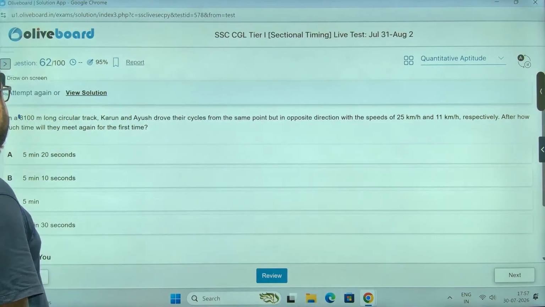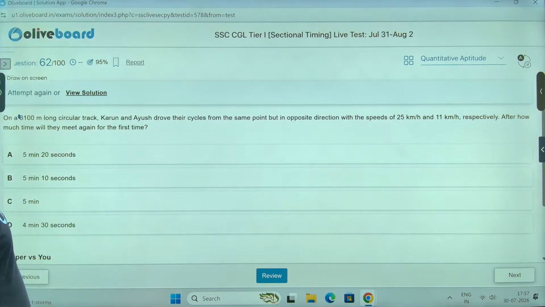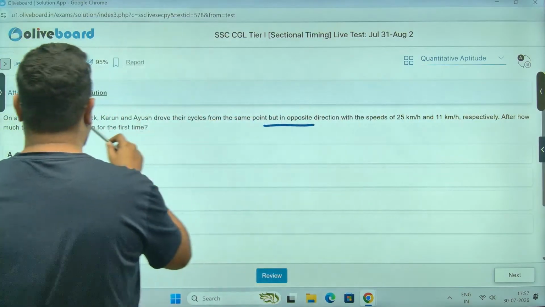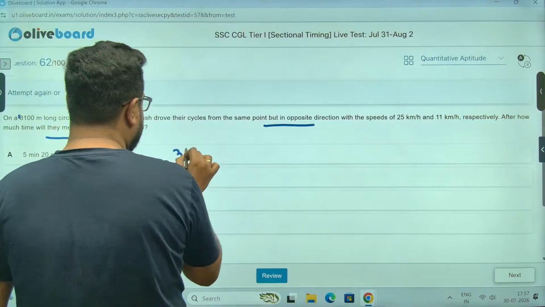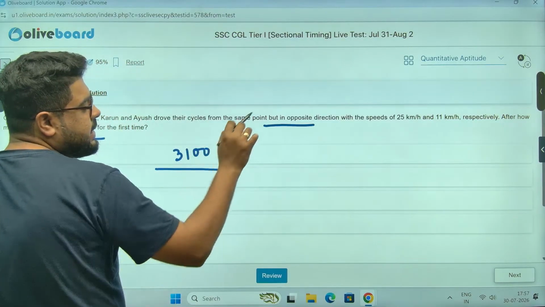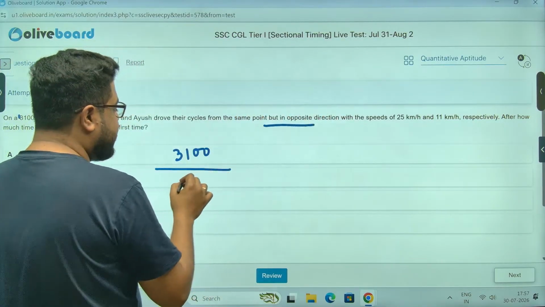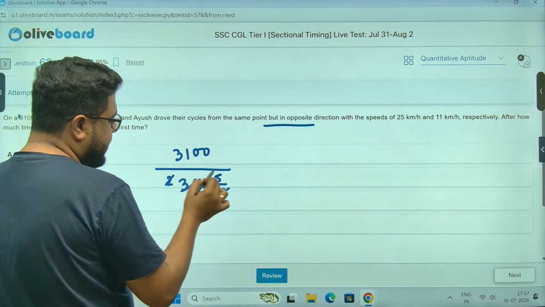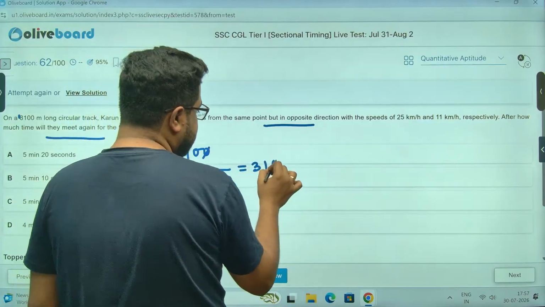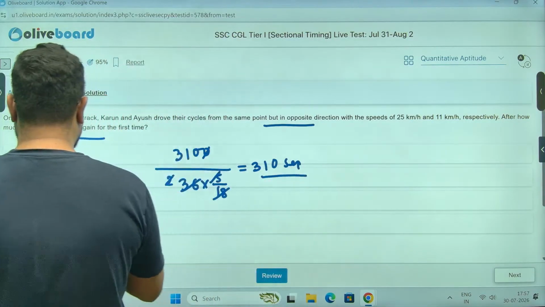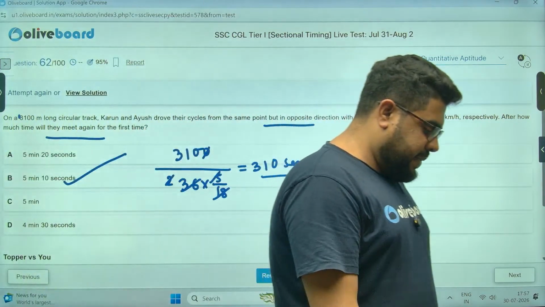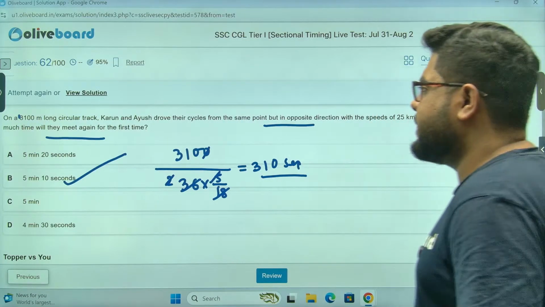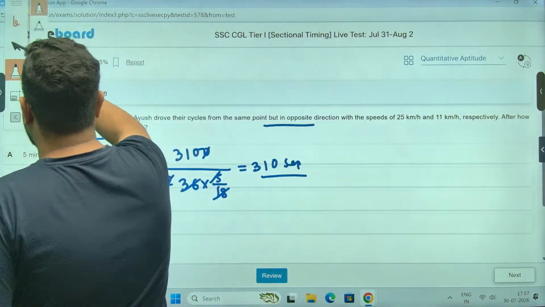It's my job only. On a 3,100-meter long circular track, cycles move in opposite direction at this speed. After how much time will they meet? Sir, 3,100 meters by, opposite direction means relative speed is 25 plus 11 is 36 into 5 by 18. I'm doing 5 2s are 10, 0, 310 seconds. Meaning 5 minutes, 10 seconds. Option B is the answer. Option B once again is your correct answer. Simple as that. Very, very simple. Next one, sir.